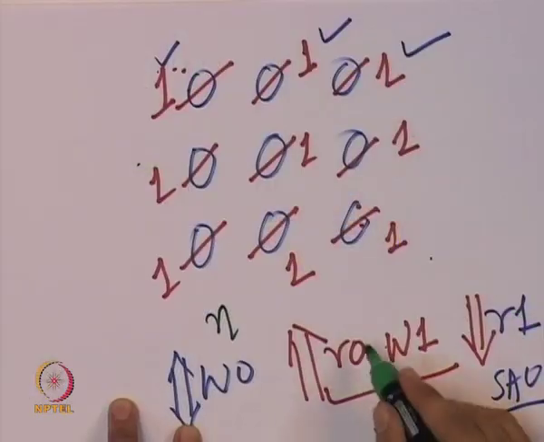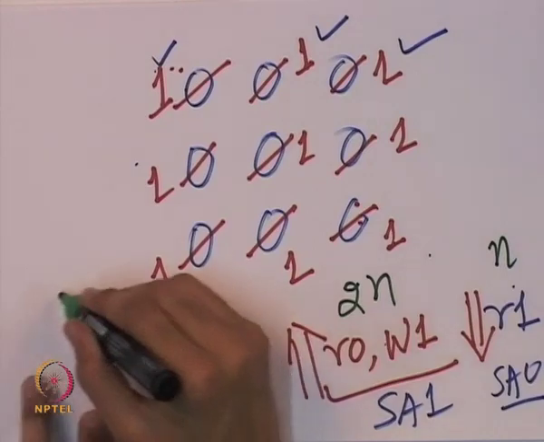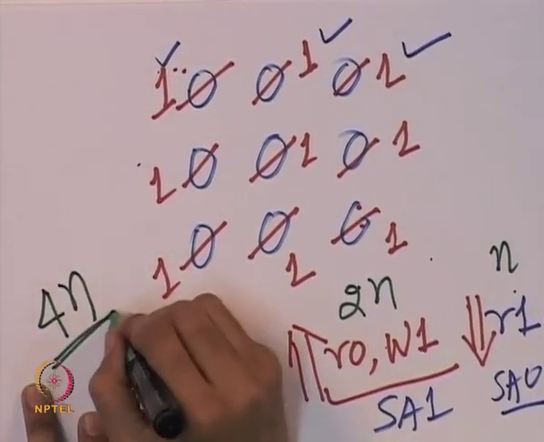And now how many operations with one cell do you need to do? For all these cells you are doing n number of operations. With every cell you are doing 2 operations, in that case 2n number of operations, and here n number of operations. So, that means total 4n number of operations you are doing.